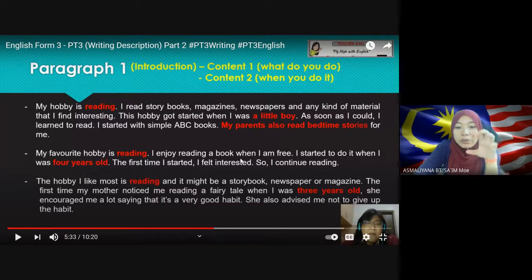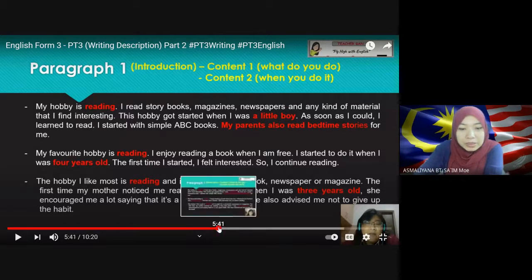I enjoy reading a book when I'm free. I started to do it when I was 4 years old. The first time I started, I felt interested. So I continue reading. Now this is simple. Okay, dia berdasarkan awak punya credibility ataupun awak punya skills in writing. Alright, so semua betul tapi ini ada level of marking lah. Ada level of marking. Okay, alright.